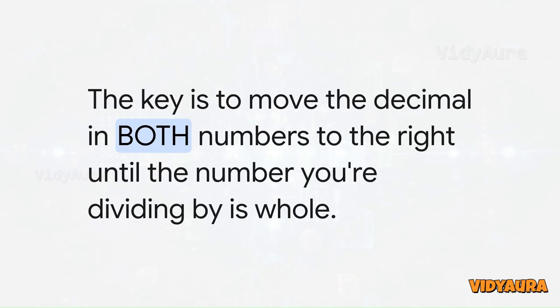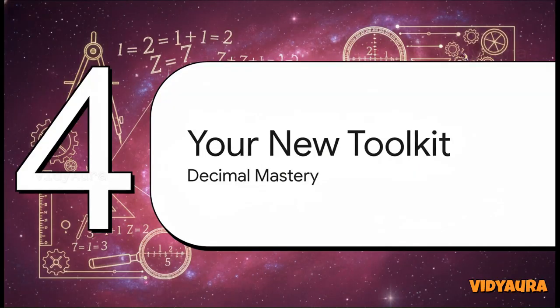But, and this is the most important part, to keep everything balanced, whatever you do to that number, you have to do to the other one too. So we also move the decimal in 8.4 one spot to the right, which turns it into 84. And just like that, our tricky problem becomes a much friendlier one, 84 divided by 2, which is, of course, 42. That's the whole trick. Just make the divisor a whole number. And just like that, you've done it. You've passed the trials, and you've decoded the decimal.